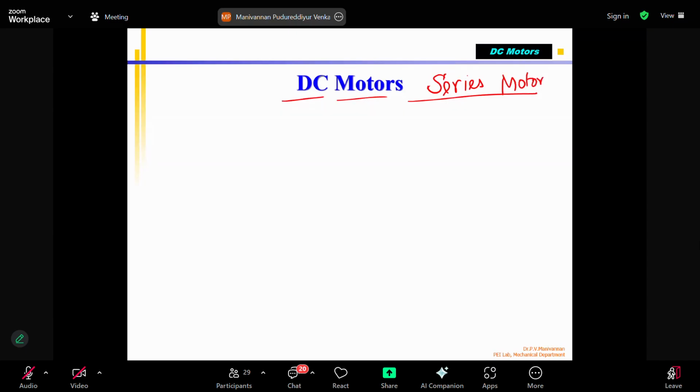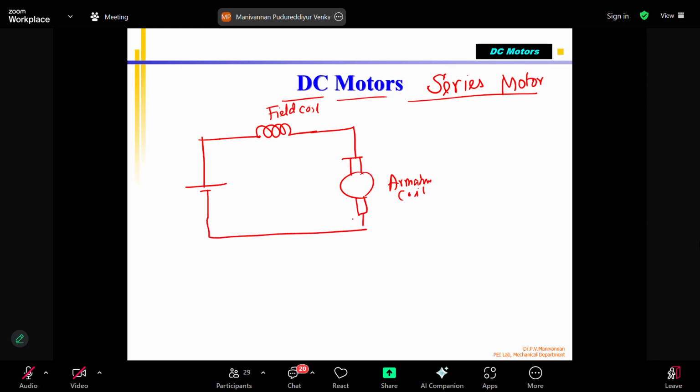So the next type of motor is the series motor. A series motor is generally represented with its power supply like this. You have the field coil, and this is the armature coil. This is the symbol. And this is connected to this one, plus and minus. This is my V supply.